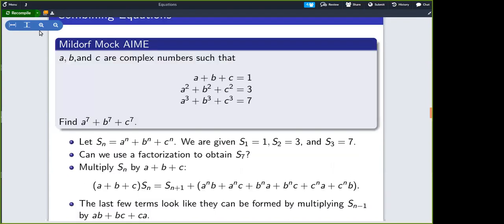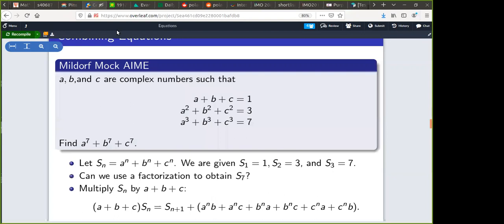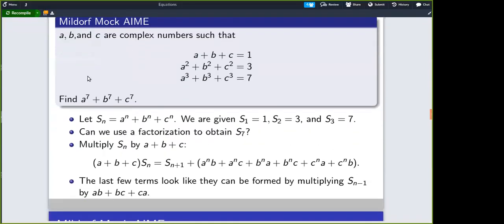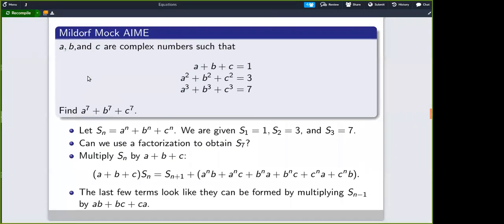So a natural degree 2 symmetric polynomial that we'd use is AB plus BC plus CA. And now let's see what happens when we multiply Sn minus 1 by AB plus BC plus CA.